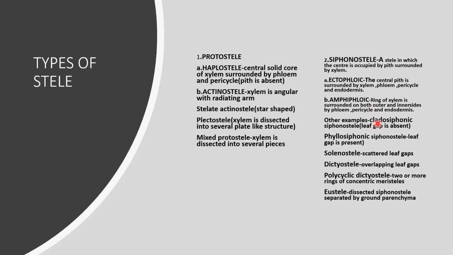Other examples are cladosiphonic siphonostele, where leaf gap is not found. And if a leaf gap is there, this is phyllosiphonic. And if scattered leaf gaps are there, this is solenostele. If leaf gaps are overlapping, this is dictyostele. If steles are present in rings, more than 2 rings, then it is called polycyclic dictyostele. Eustele, dissected siphonostele separated by ground parenchyma.